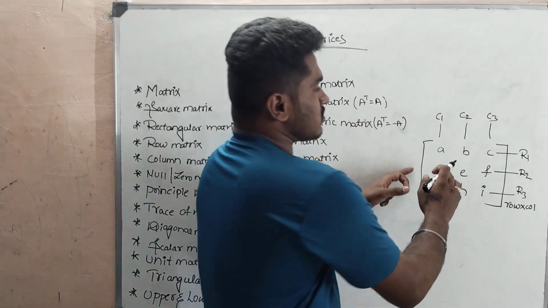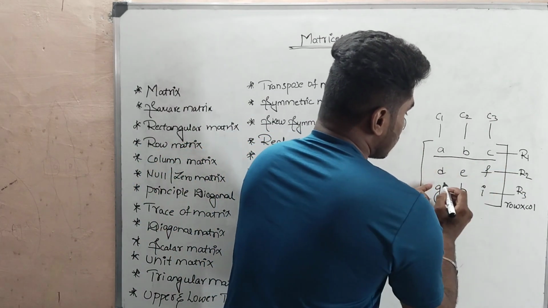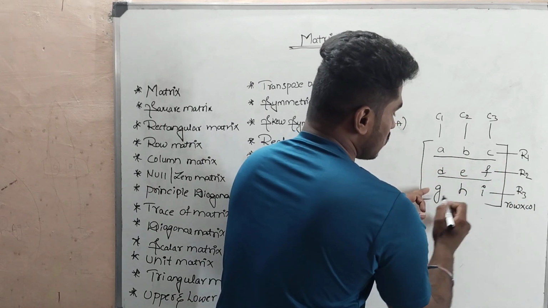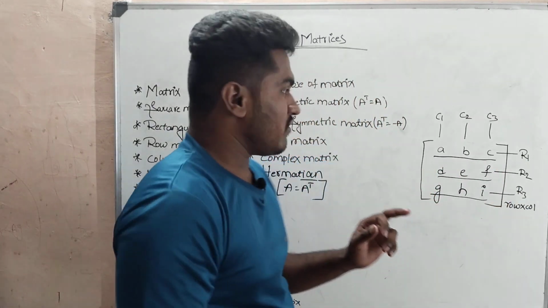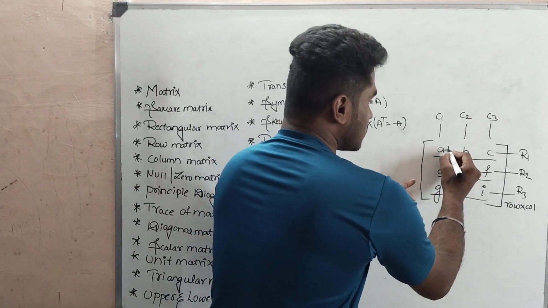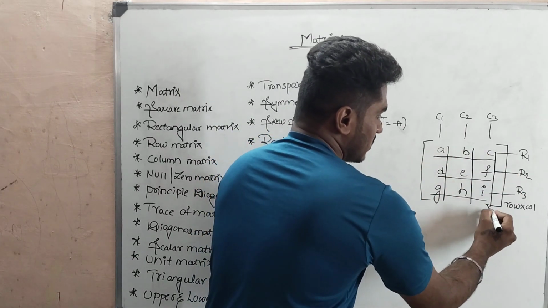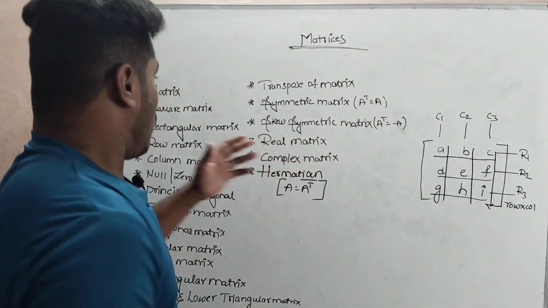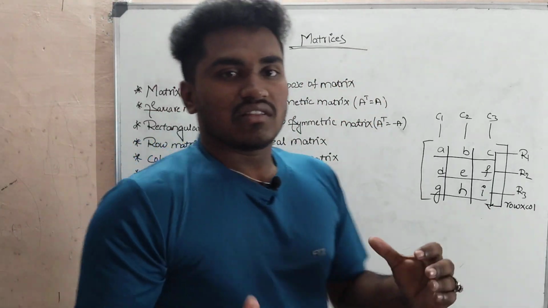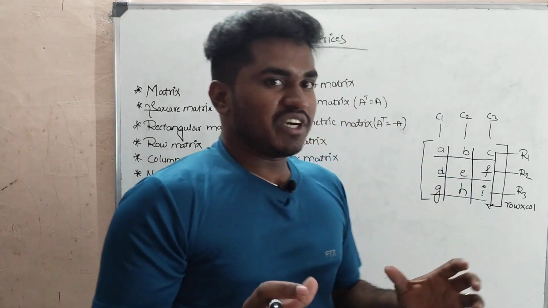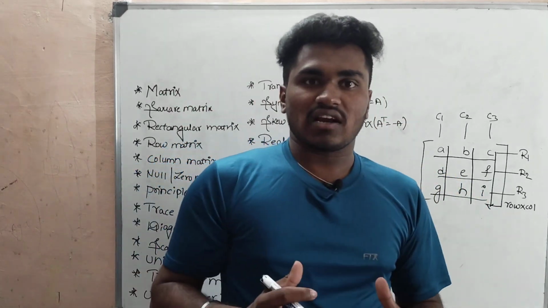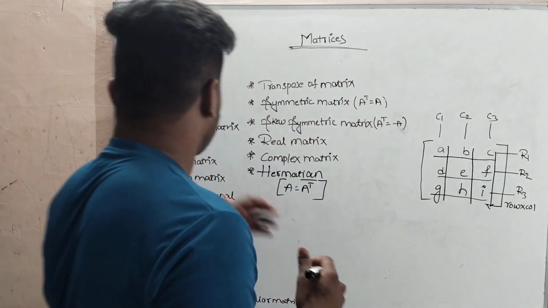See here, these are the rows. This is row 1, this is row 2, and this is row 3. And when we come to the columns, this is column 1, this is column 2, and this is column 3. So what is a matrix? A matrix is the rectangular arrangement of numbers to form a rectangular array. Okay, so that's what the matrix is.